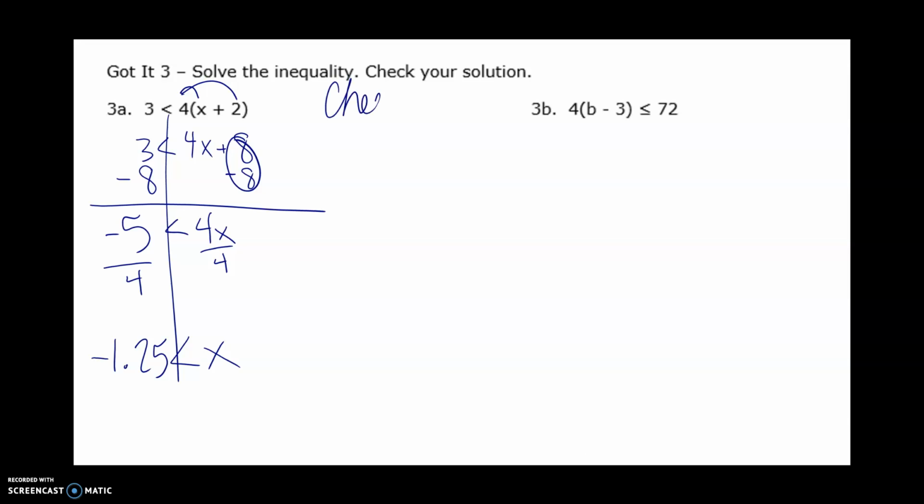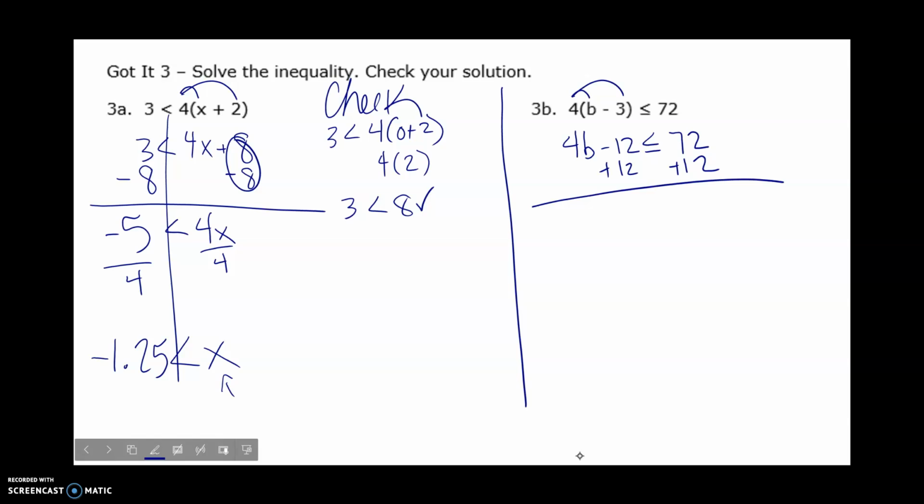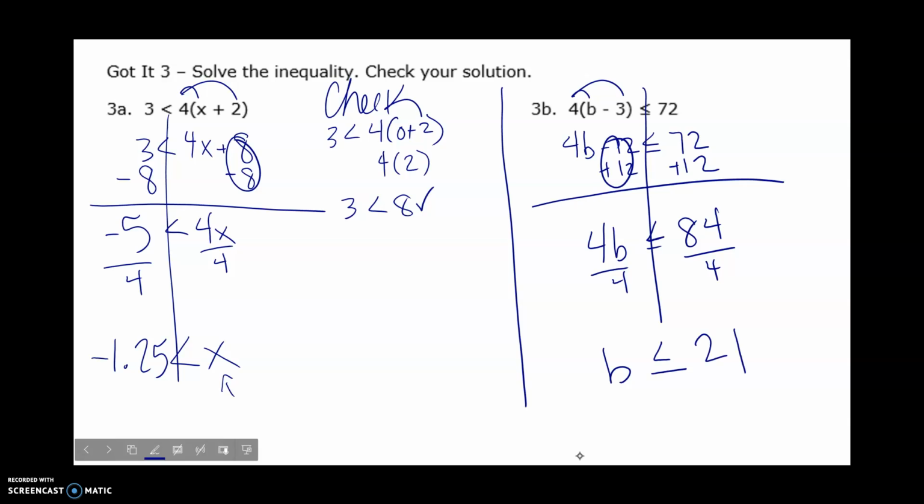So if I check, I'm going to pick a value that's greater than negative 1.25. I'm going to probably pick 0 because I think that's easiest. 0 plus 2 would be 2. 2 times 4 is 8. 3 is in fact less than 8, so our check would work out. Here I do my distributive property. 4b minus 12 less than or equals 72. Adding our 12 here. 4b less than or equal to 84, divide by 4. Oops, I lost my less than or equal to. Less than or equal to 21.